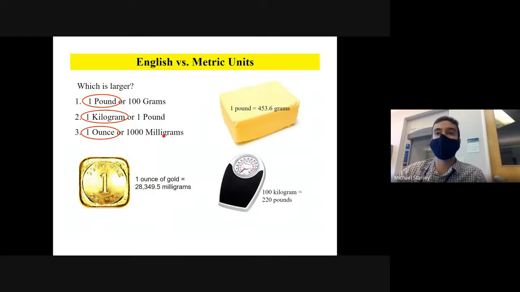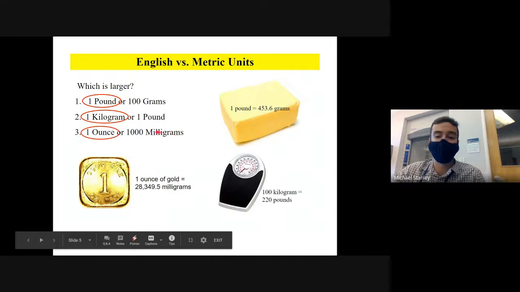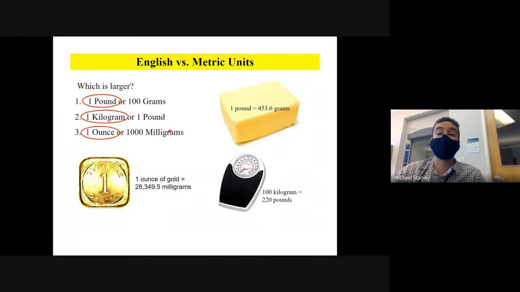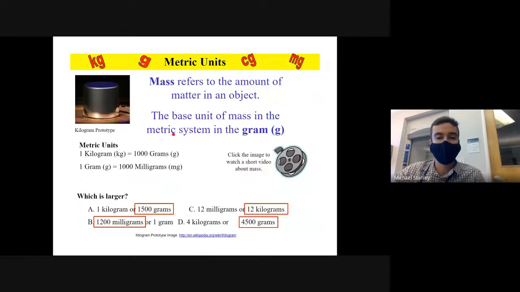Some of these you may have heard of before, especially dealing with medicine. There's a lot of medicines that come in milligrams. That's how they measure how much of a certain type of medicine is in the pill that you're taking. So mass refers to how much matter there is, essentially the weight of an object. And our base unit of mass is the gram in the metric system. So we're not dealing with pounds or ounces, we're dealing with grams, which are usually represented by a little g.